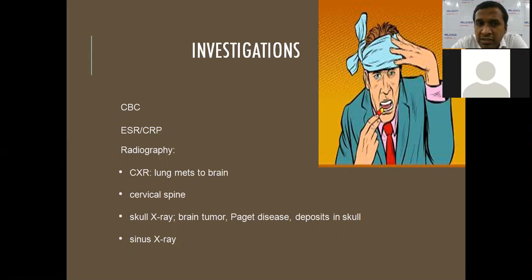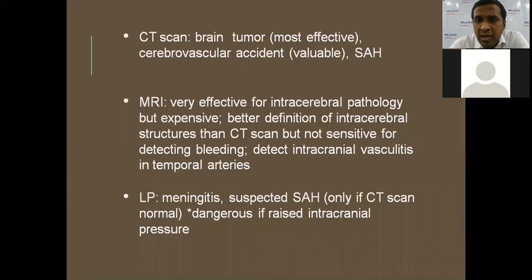Cervical spine X-ray, skull X-ray may be needed, and sometimes sinus X-ray, but nowadays we don't do it. We just do a CT scan of the sinuses. Again, CT scan is effective to rule out subarachnoid hemorrhage and a cerebrovascular accident. It can also pick up a tumor. MRI is very sensitive. MRI gives a better anatomical definition, and the structures are better visualized on MRI.